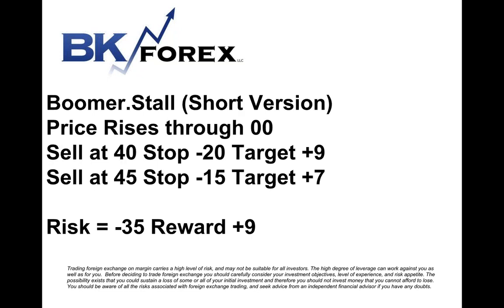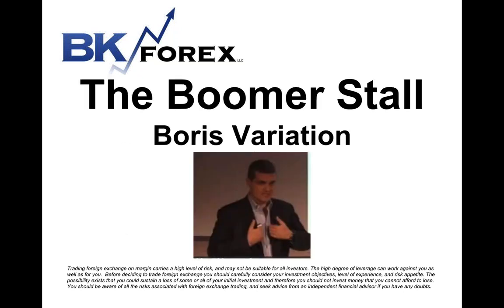On the short side, you start selling at 40. Then you have a second sell at 45. Again, you're stopped out at 60 if it goes all the way up to 60, and the same structure, plus 9, plus 7, right?